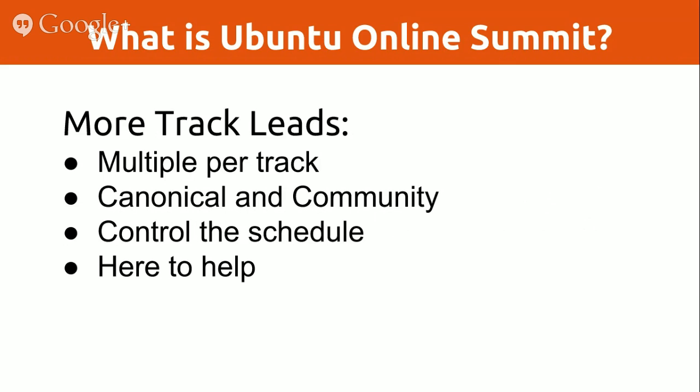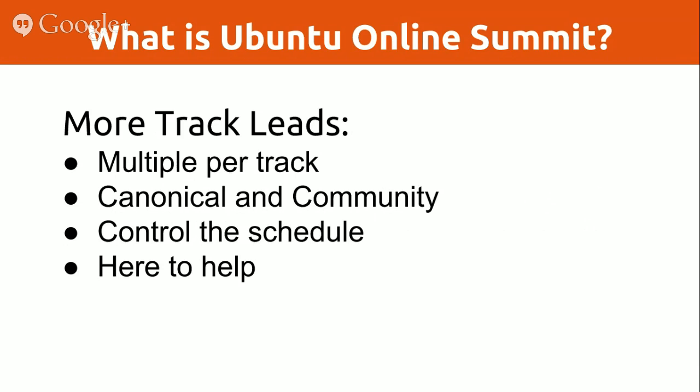We've got some more track leads this time around. Instead of 1 or 2 track leads, now every track has 3 or 4 or 5 track leads. We have a mix in there of Canonical and community people. So whereas before it used to be limited to just folks from Canonical that we selected and tasked with getting things set up, this time we're reaching out and including more community people, which has been a great benefit to us. As always, the track leads control the schedule.